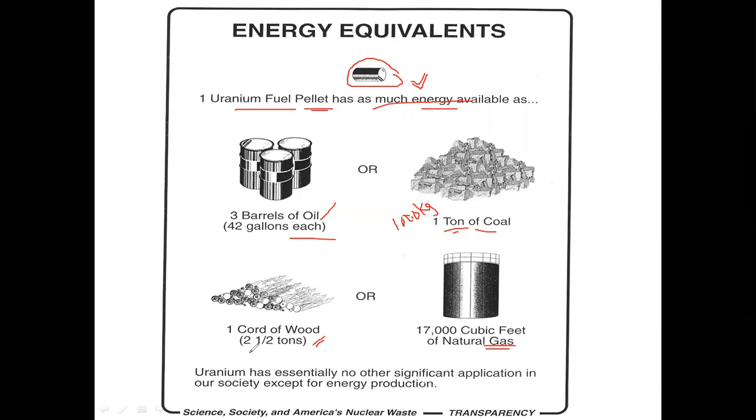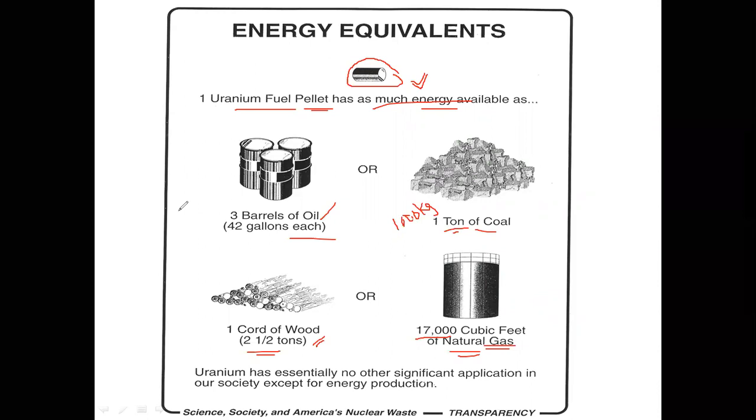1 cord means 2.5 tons, that is 2500 kg of wood is required. For the same amount of power in a gas power plant, how much natural gas is required? 1700 cubic feet of natural gas is required. To generate 1 pellet's energy, this much fuel is required. Actually, in the nuclear power plant, the fuel requirement is very, very less.